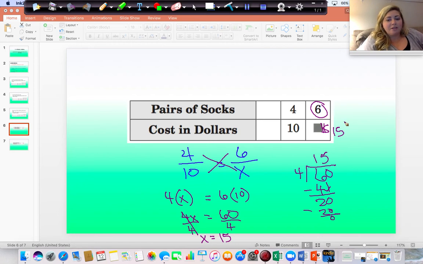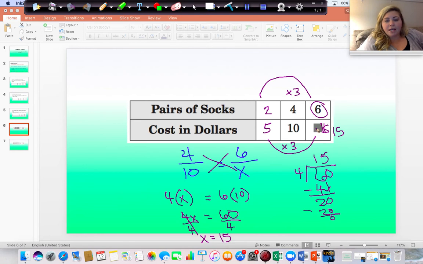You could have done the scale down method to scale up. And what that means is that we're going to reduce 4 over 10 down to 2 over 5. And the reason we want to pick 2 over 5 is because then you can multiply 2 times 3 to get 6. So you could then multiply 5 times 3 to get 15.